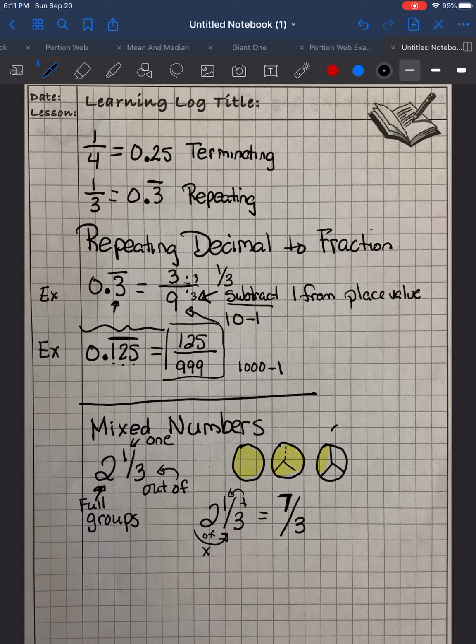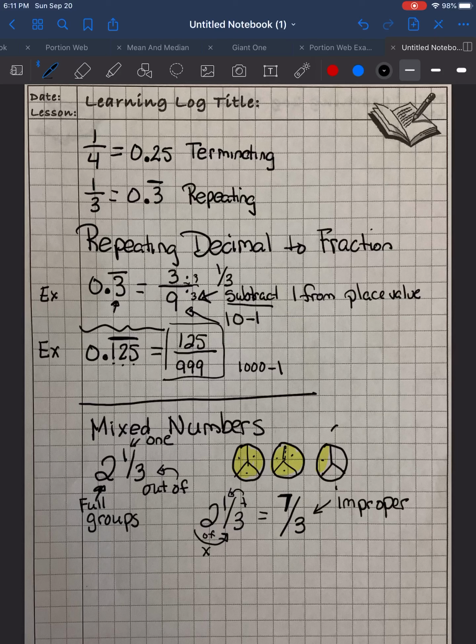If we look at these other circles, if they were cut into groups of 3, which technically they were, we had all of them, right? So now if we count this, we have 1, 2, 3, 4, 5, 6, 7 that we have out of 3 to make a full group. That's how we change a mixed number into a fraction. And what happens when we have a mixed number, that fraction is what we call improper because the number on the top is larger than the number on the bottom.